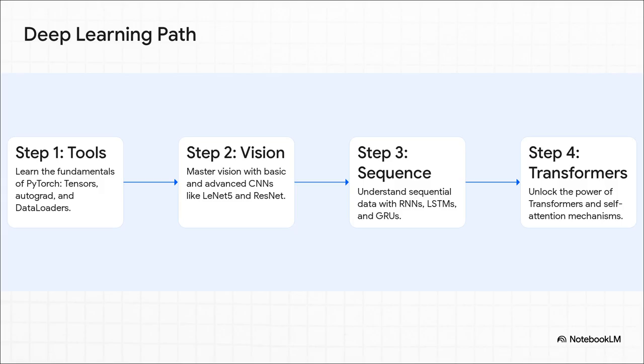You can see the progression here, and it makes a lot of sense. You start by getting comfortable with the tools, in this case, PyTorch. Then you immediately apply it to a real-world problem, vision, using CNNs. After that, you tackle sequential data with RNNs, which, hey, just so happens to be the perfect stepping stone to really unlocking the massive power of transformers.